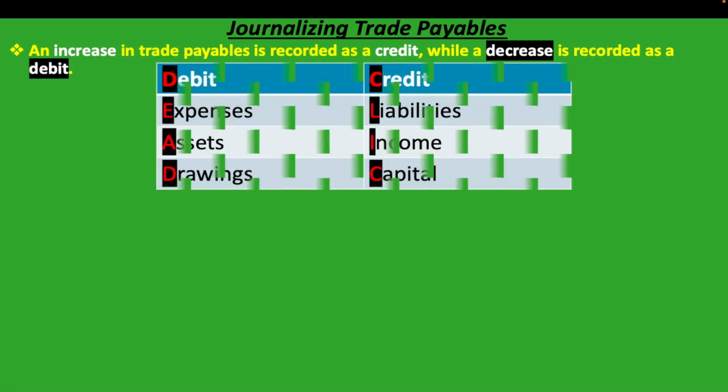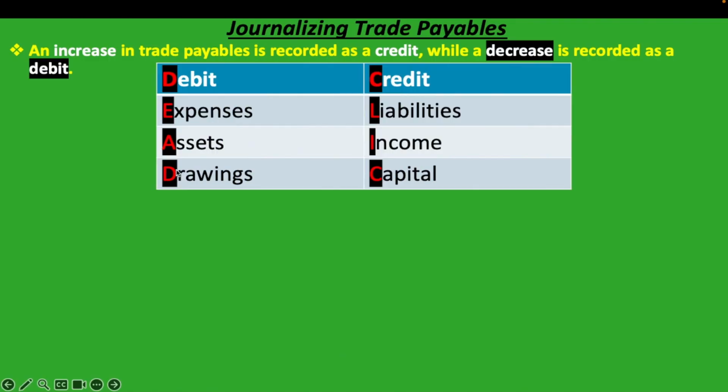And so here's our acronym. We've got DEA DCLIC. And what does it stand for? Well, D stands for debit, expenses, assets and drawings, and C stands for credit, L stands for liabilities, I stands for income, and C stands for capital. So you would remember this if you've been following our channel for some time. But you can see here we credit our liabilities. We always credit our liabilities when they're increasing, and we debit our liabilities when they're decreasing. And you can see why it increases on the credit side, because trade payables is a liability.